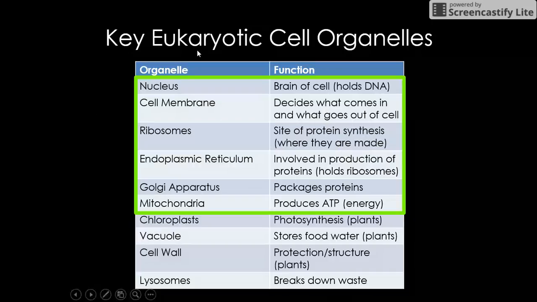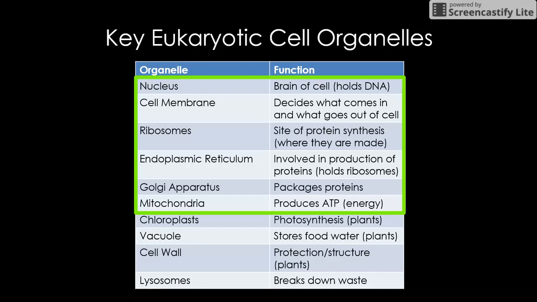Okay, key eukaryotic cell organelles. So I have the organelles listed, the main ones that are important. The key ones that I would definitely know the functions of are in the green box. If you know the basic functions of the ones in the green box, you're going to be okay. The chloroplast, the vacuole, the cell wall at the bottom, as long as you know that those are in plants and not animals, you're going to be good. The main focus we want is in this green box. So make sure you pause the video here. I'm going to keep going, but pause the video here and write down these basic functions if you don't have them yet.